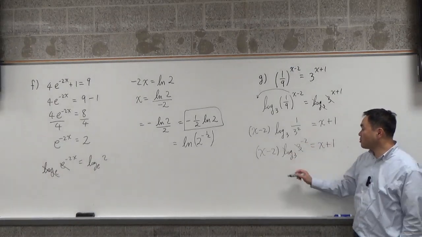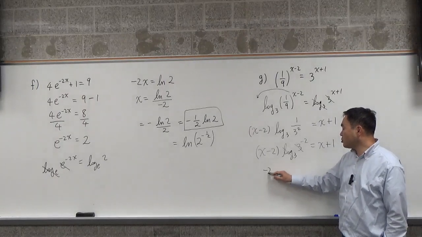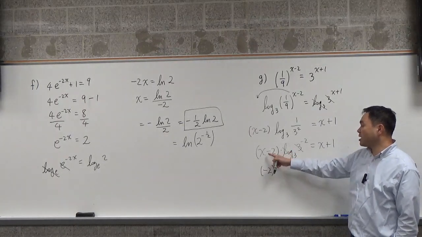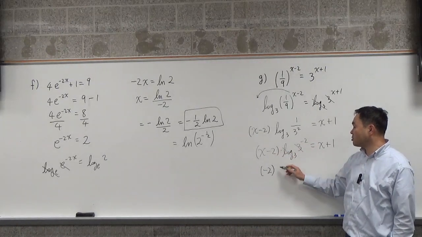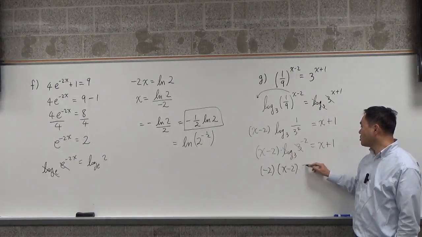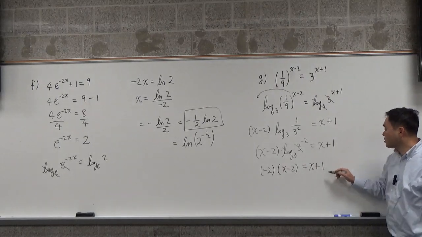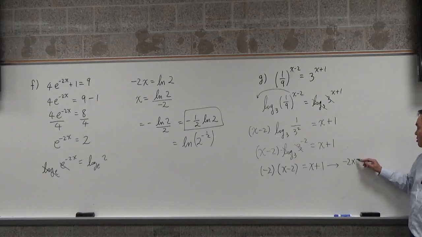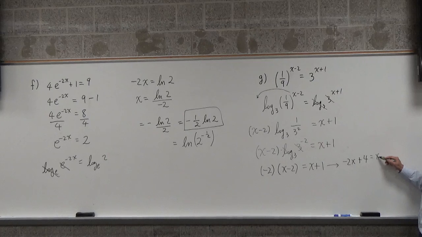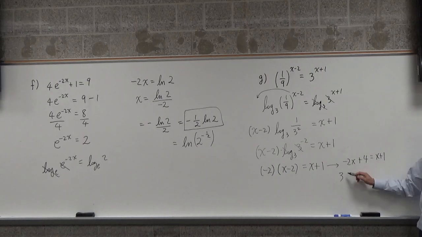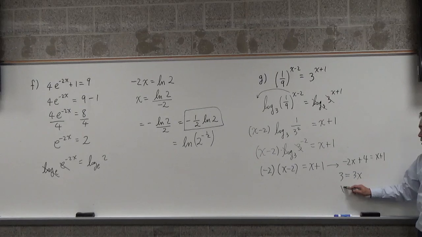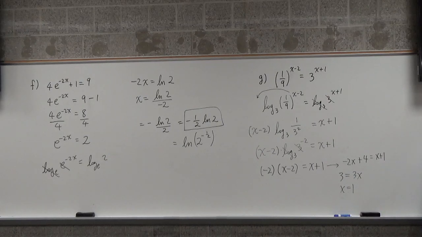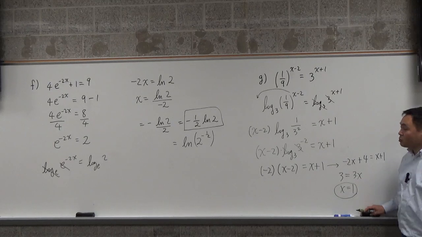So these cancel, and therefore you have negative 2. Because this is a multiplication, it's not this minus, it's this times negative 2. So negative 2 and x minus 2 are multiplied. Let's simplify a little bit. You get negative 2x plus 4 equals x plus 1. And then if I add 2x to both sides and subtract 1, you get 3 equals 3x. So that x is equal to 1. Okay, so that's one way to solve it with the log.